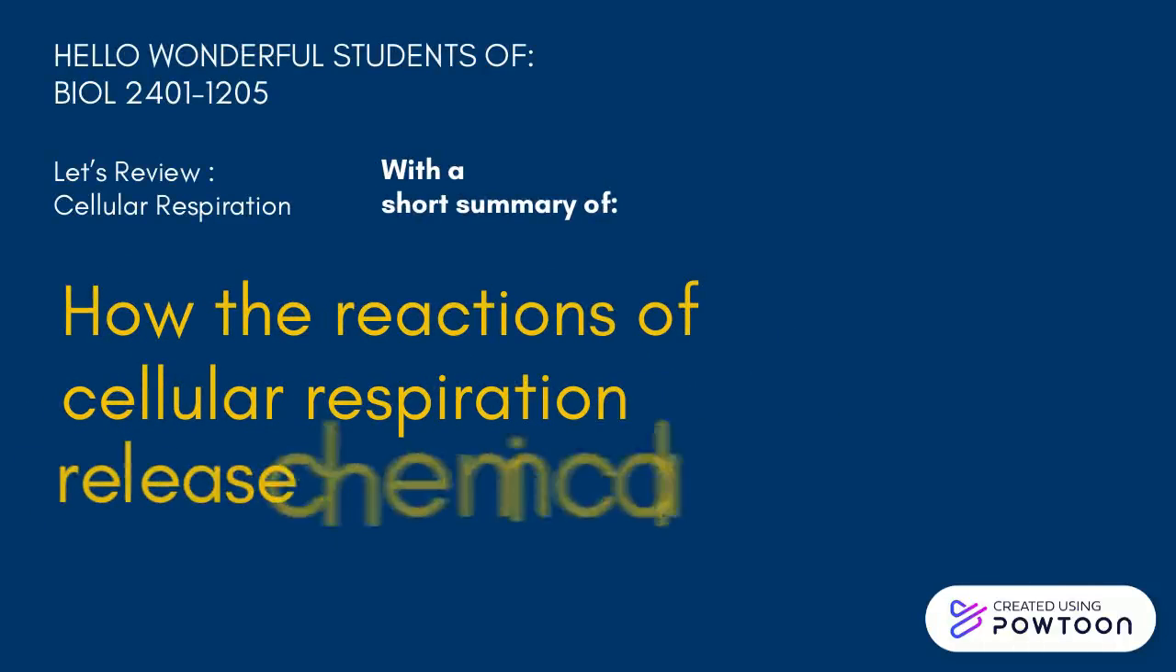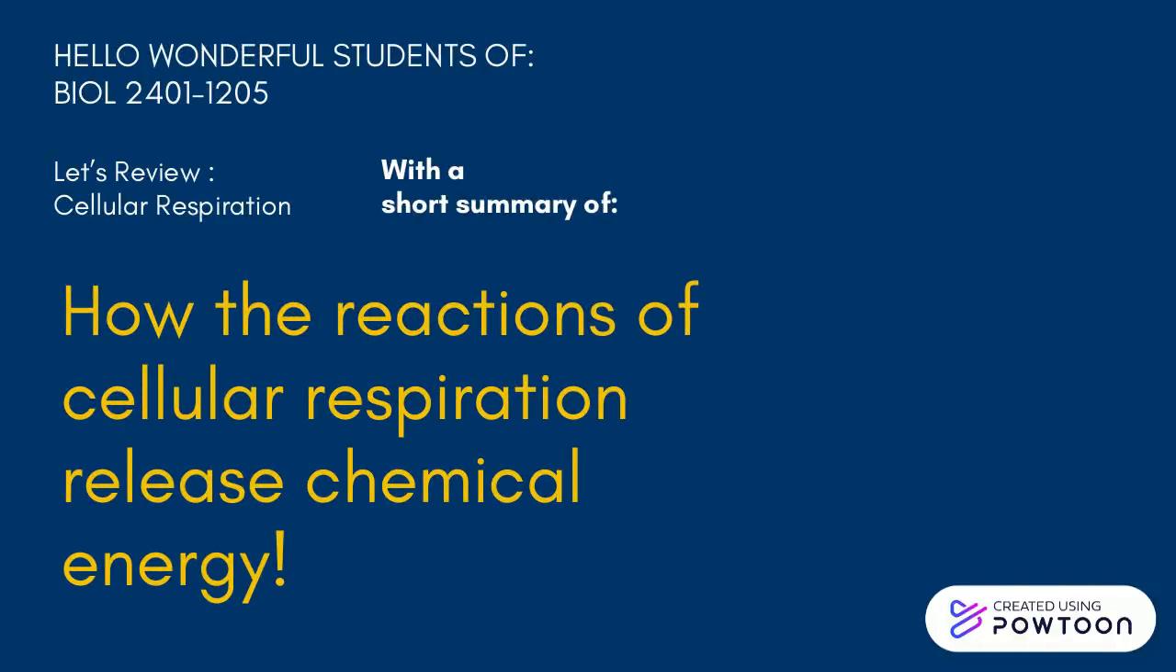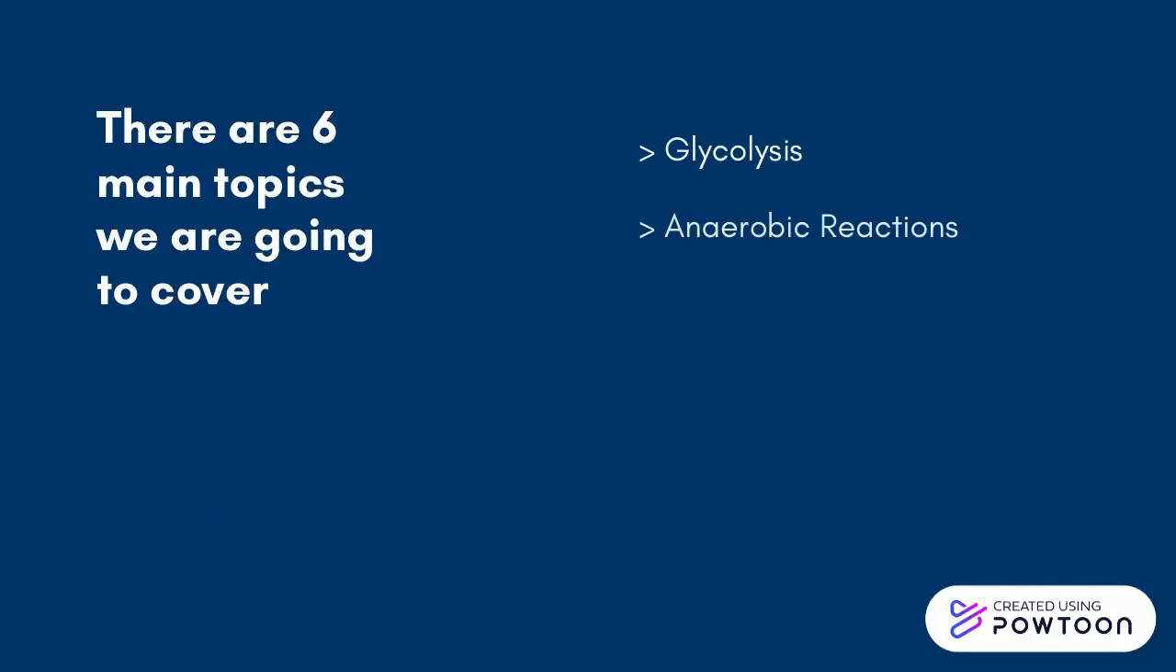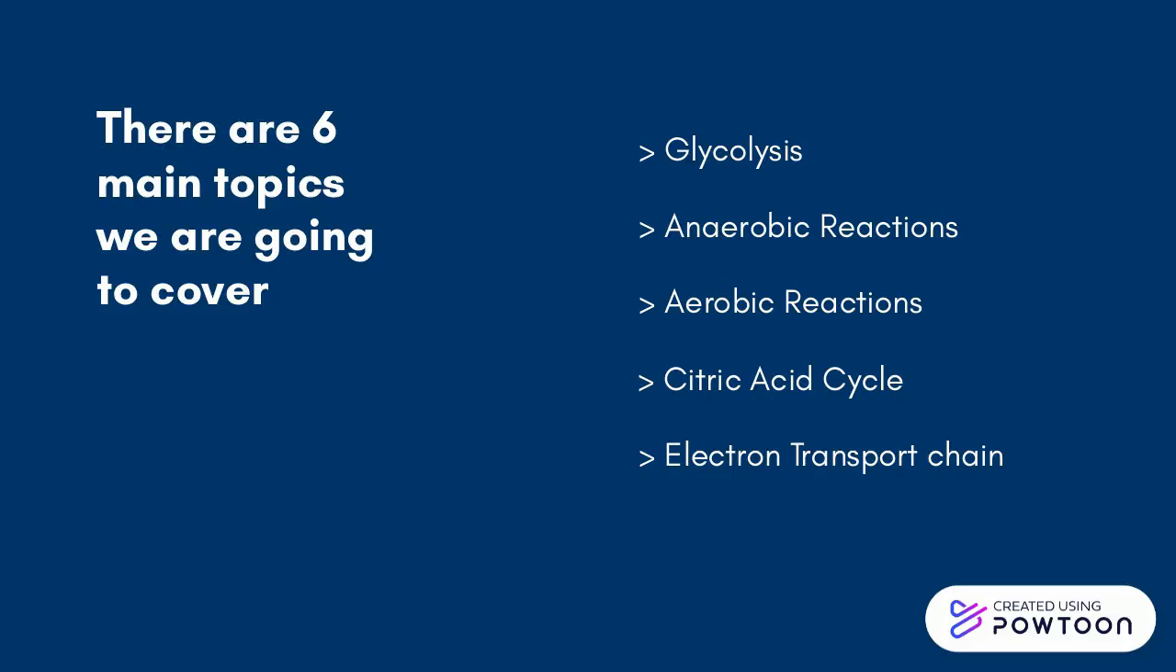In this video, we're going to be going over how the reactions of cellular respiration release chemical energy. The 6 main topics we're going to be going over today are glycolysis, anaerobic reactions, aerobic reactions, the citric acid cycle, and electron transport chain.